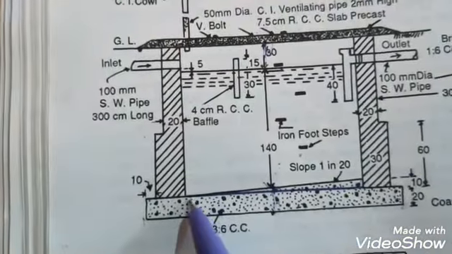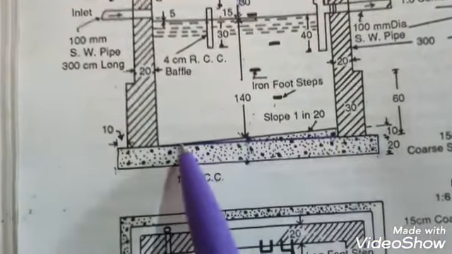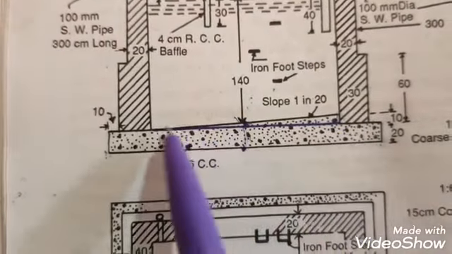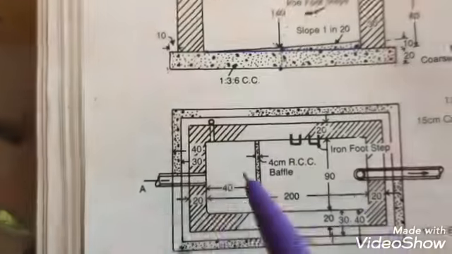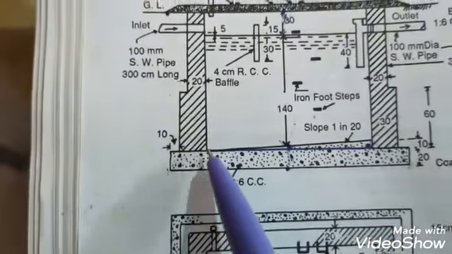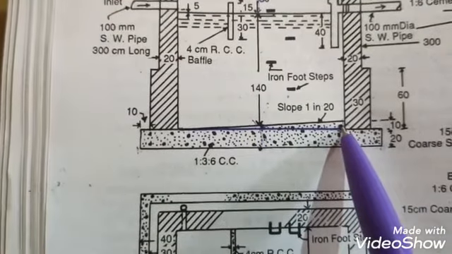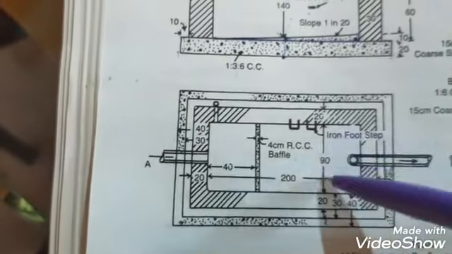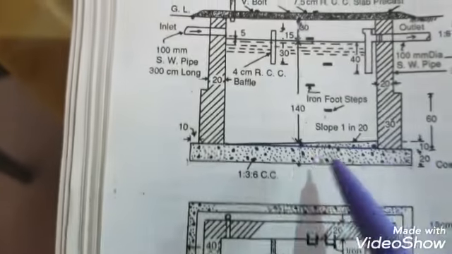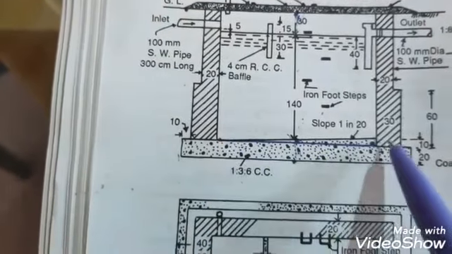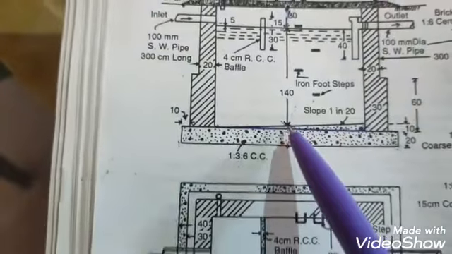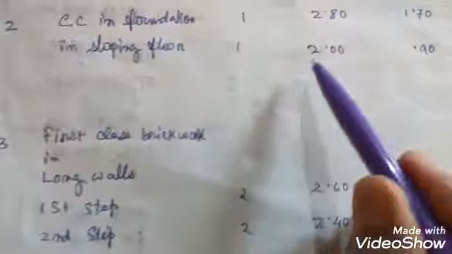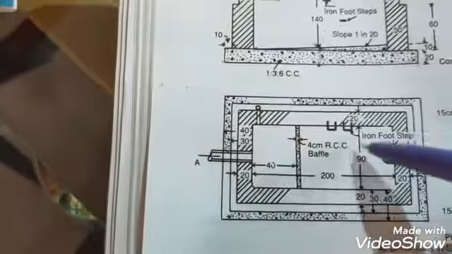Okay. And what about this sloping floor? This triangular portion, this small triangular portion we need to calculate. Okay, what is the length from this point to this point? The inside to inside length is 2 meter. So from this point to this point it is 2 meter. What is the breadth? Inside to inside breadth is 0.9. And what is the height? Average height. From here it is 0 and here it is 10. So at the middle, the average height is 5 centimeter. So length is 2 meter. Breadth is 0.9 inside to inside.